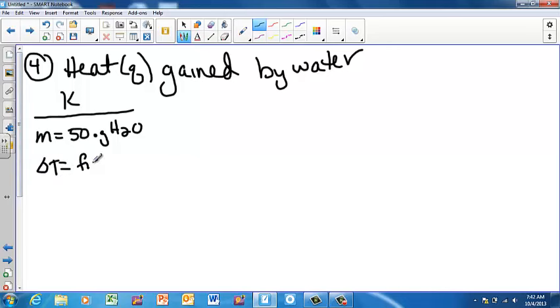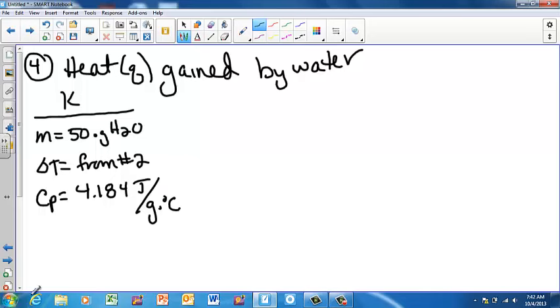Okay, how do we do that? Well, what do we know? If I just list this out here, our unknown is Q. What do we know? Well, we found 50 grams of water. We found that from the last calculation. We know delta T for each trial. This was from calculation number 2. We also know the specific heat of water is 4.184 joules over grams times degrees Celsius.